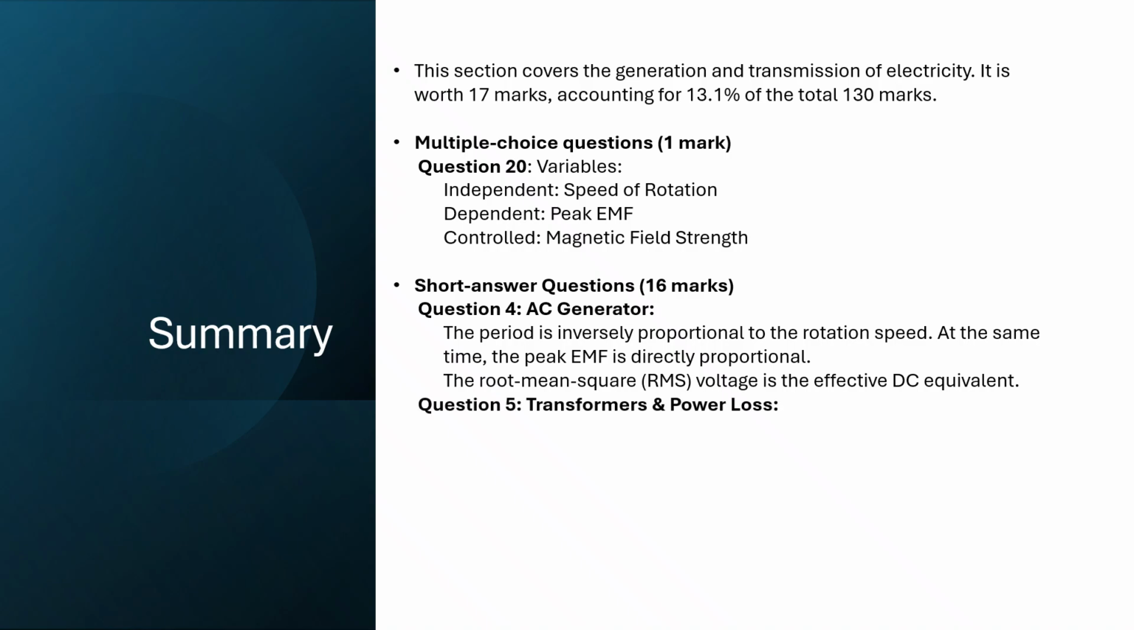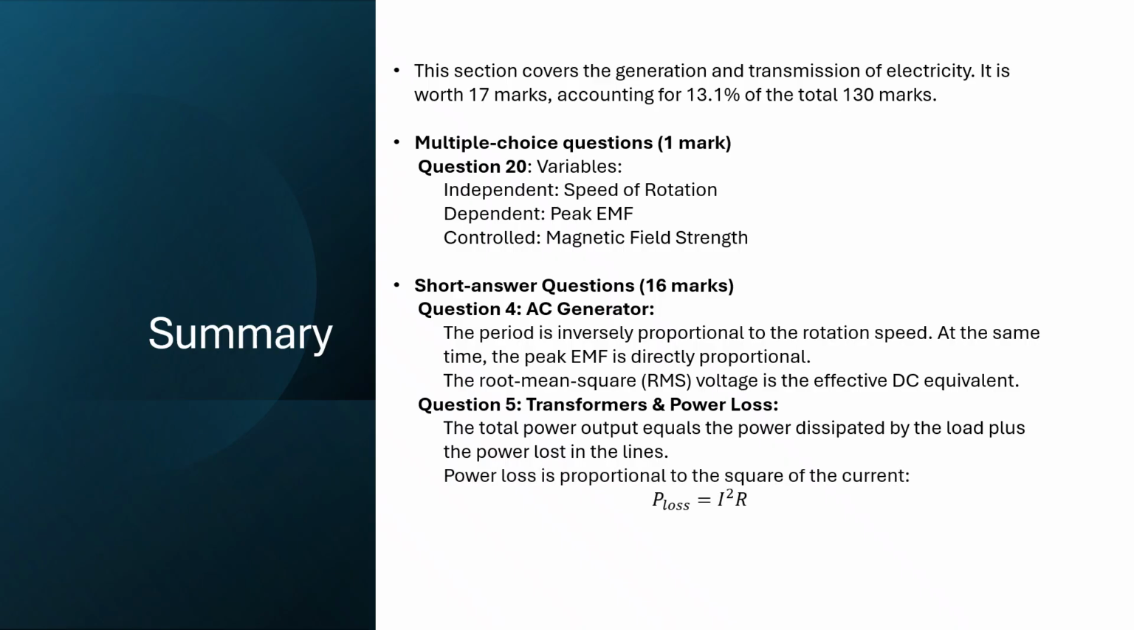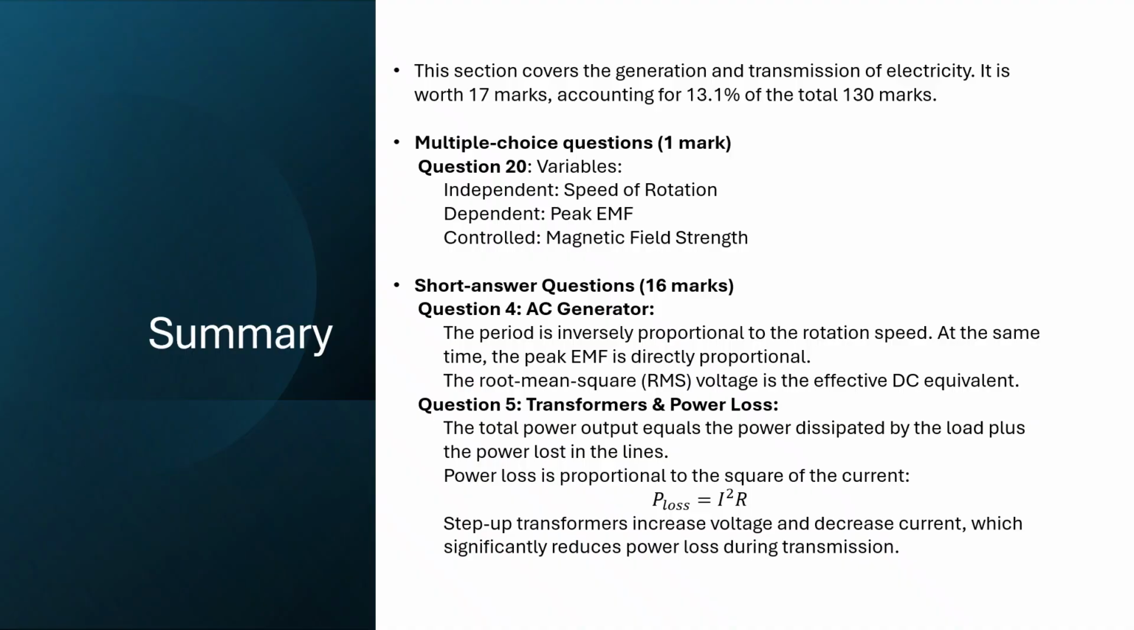Question 5. Transformers and power loss. The total power output equals the power dissipated by the load plus the power lost in the lines. Power loss is proportional to the square of the current. Step-up transformers increase voltage and decrease current, which significantly reduces power loss during transmission.